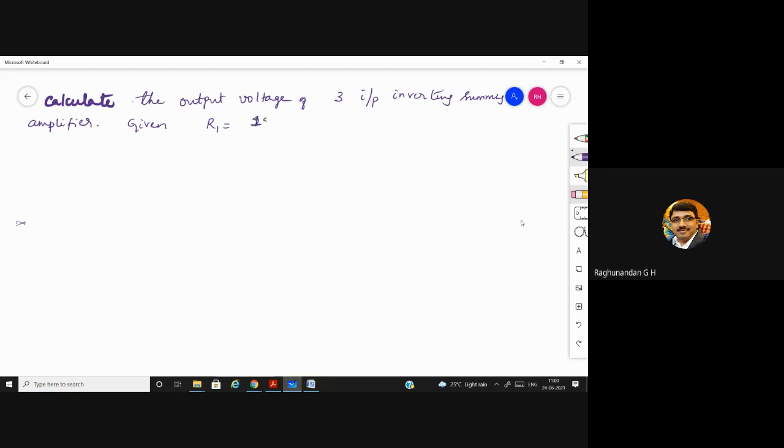150 kilo ohm, R2 is equal to 200 kilo ohm, R3 is equal to 250 kilo ohm, and RF is equal to 1 mega ohm, and V1 is given as minus 2.5 volt, V2 is given as minus 1.5 volt, and V3 is equal to 3 volt. After that, they'll ask you to write the op-amp circuit. So first we need to find out the output voltage, then we need to write the op-amp circuit.